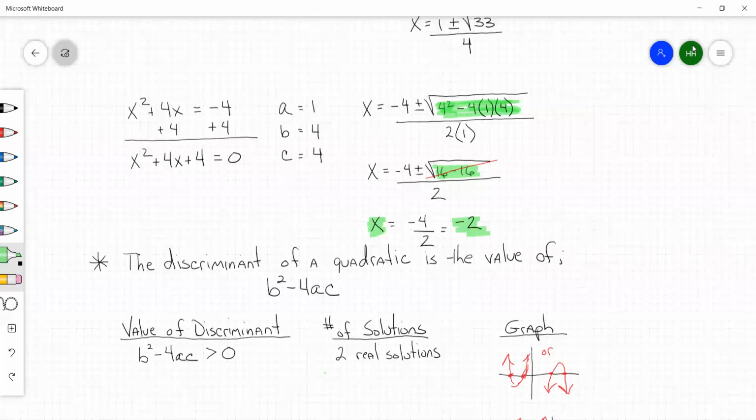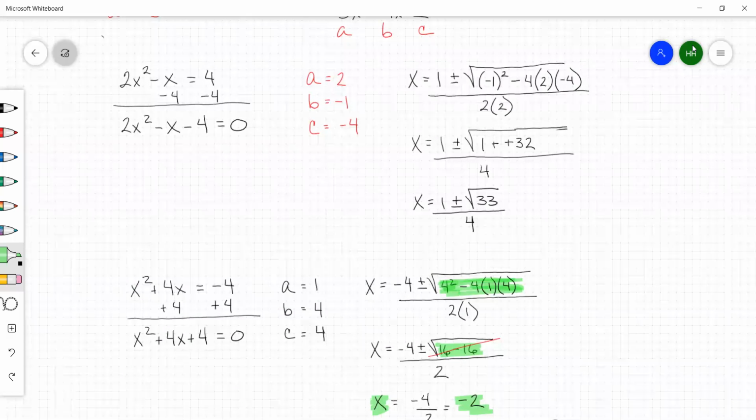And the problem before that, the first problem we did today, here's our discriminant. Our discriminant was this 33. 33 is greater than 0, isn't it? And this problem had two real solutions. 1 plus the square root of 33 over 4, and 1 minus the square root of 33 over 4. All right, so in your assignment today, you're going to be using the quadratic formula to solve. And then in the second part of the assignment, you are going to be evaluating the discriminant to determine the number of solutions.